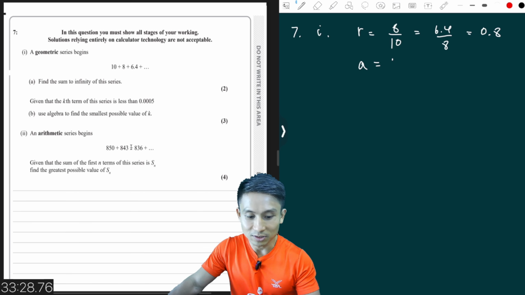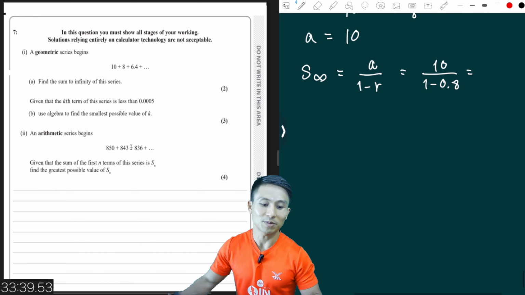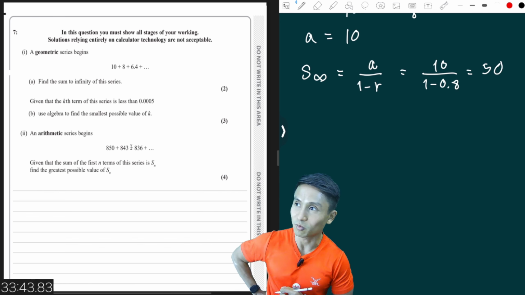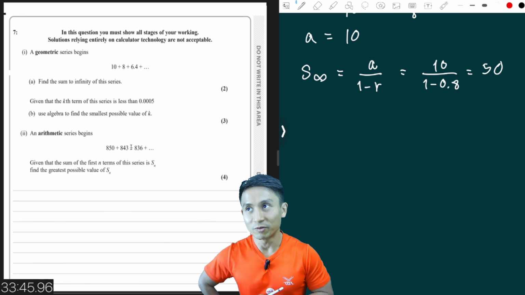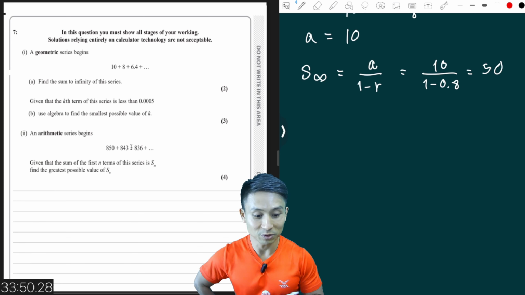And a is just the first term being 10, so the sum to infinity is just from the formula a over 1 minus r. So a is 10 divided by 1 minus 0.8, so that's going to give me 50. Yeah, 10 divided by 0.2. 0.2 is basically 1 over 5, so if you do 10 divided by 1 over 5, it's basically 10 multiplied by 5, which is 50.